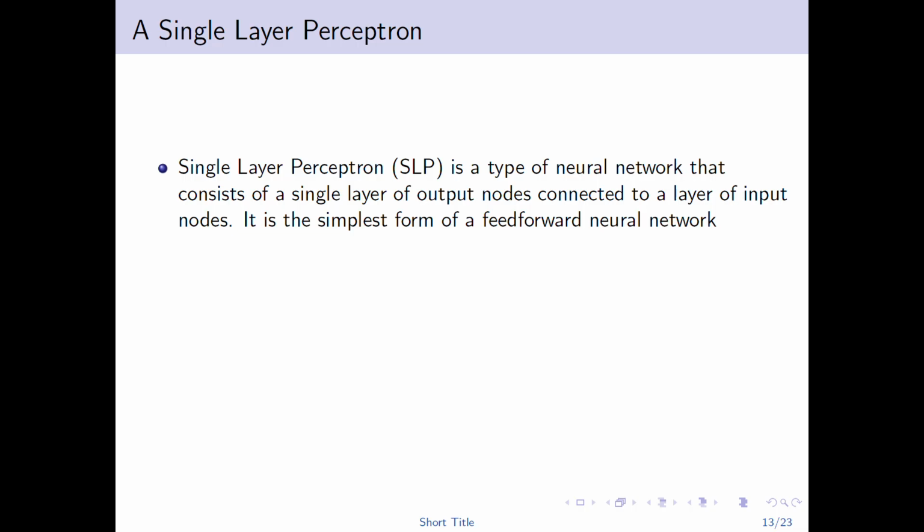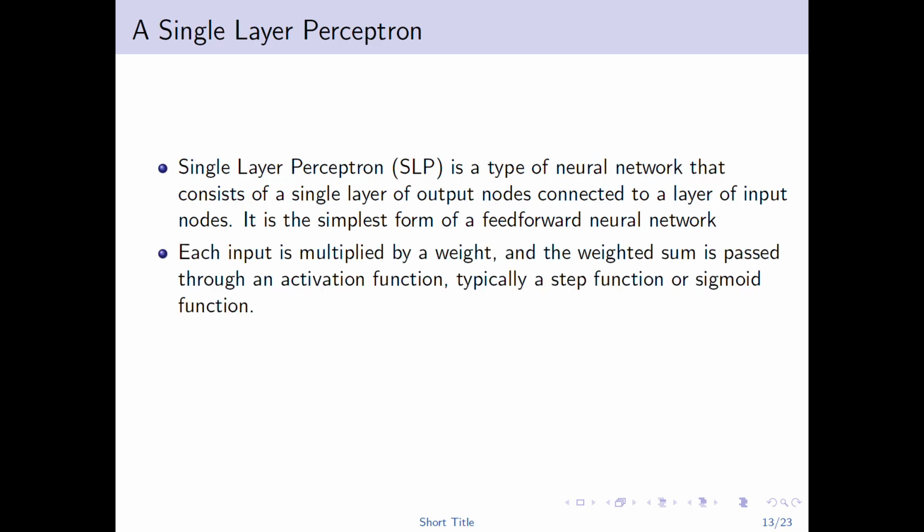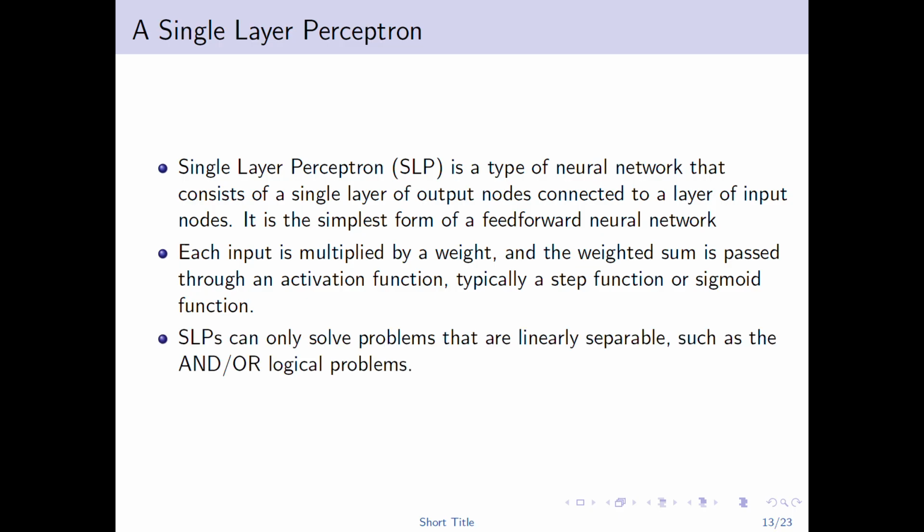Okay. Now, if you look at the description of single layer perceptron, the single layer perceptron is a type of neural network that consists of a single layer of output nodes connected to a layer of input nodes, and it is the simplest form of feed forward neural network. Each input is multiplied by a weight, and the weighted sum is passed through an activation function. Typically it can be a step function or a sigmoid function, and the sigmoid function is otherwise also known as the logistic function. Single layer perceptron can only solve problems that are linearly separable, such as AND or OR logical problems, which are typical examples that single layer perceptrons can solve.